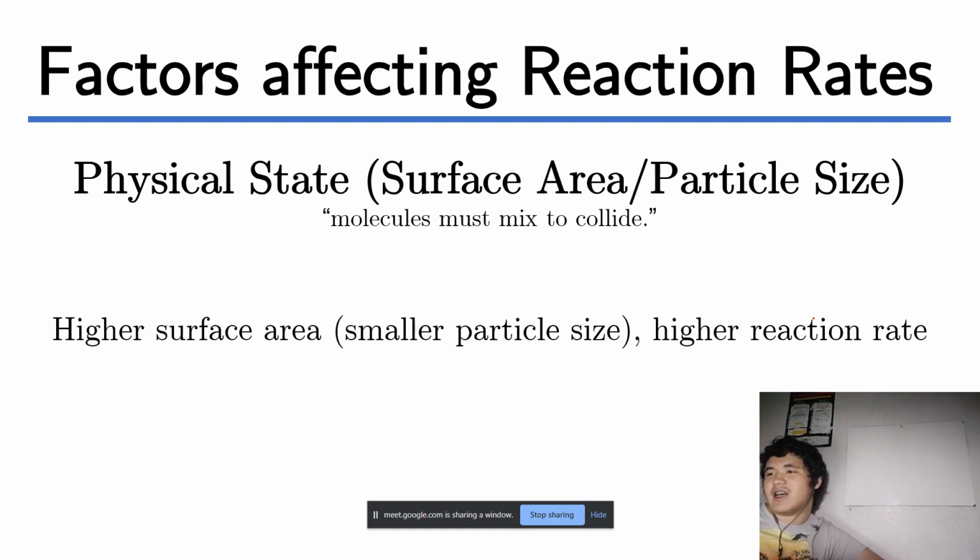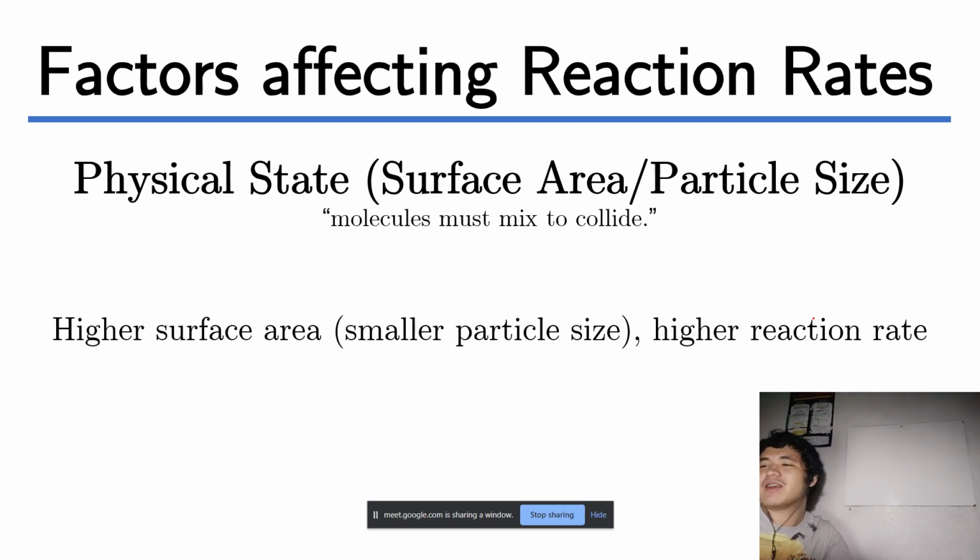Surface area or particle size. Molecules must mix to collide. Ibig sabihin nito, kapag higher surface area, medyo counterintuitive siya. Kasi in chem, when we mean higher surface area, it means na mas fine yung mga particles na dinidissolve natin. Kasi, example, yung iced tea, di ba? Kapag mas fine and mas powdery siya kaysa yung mga buo-buo, mas mabilis siyang mag-dissolve, di ba?